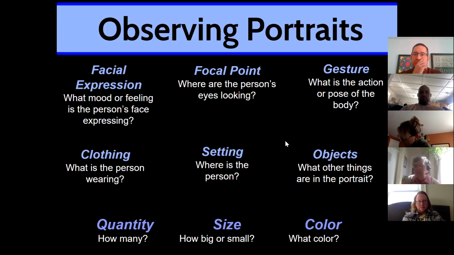When you're looking at portraits, these are things from the Kennedy Center for the Arts. I really focus usually on the first 6: facial expression, focal point, gestures, clothing, setting, objects. It's a little sing-songy thing that they teach us. And so you talk about facial expression, focal point, gestures, clothing, setting, objects. What are in those paintings?